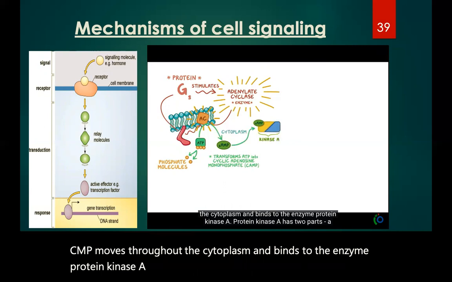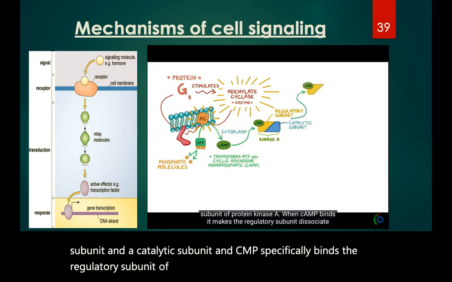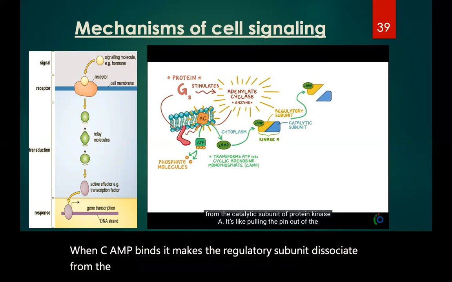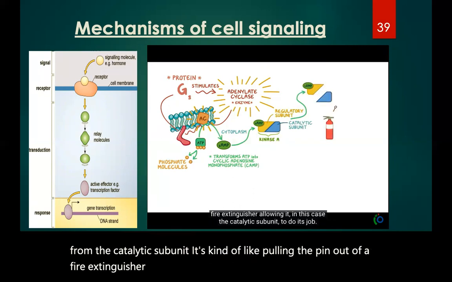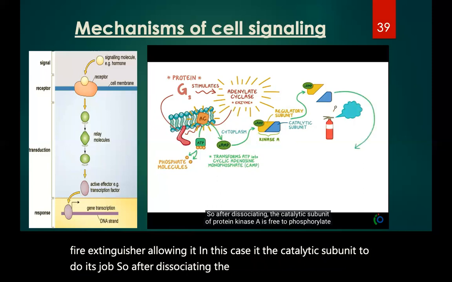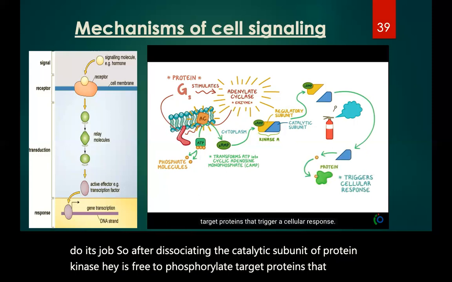Protein kinase A has 2 parts, a regulatory subunit and a catalytic subunit, and cAMP specifically binds the regulatory subunit of protein kinase A. When cAMP binds, it makes the regulatory subunit dissociate from the catalytic subunit. It's kind of like pulling the pin out of a fire extinguisher, allowing it, in this case the catalytic subunit, to do its job. So after dissociating, the catalytic subunit of protein kinase A is free to phosphorylate target proteins that trigger a cellular response.